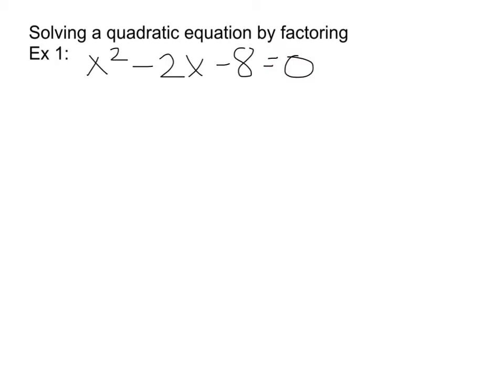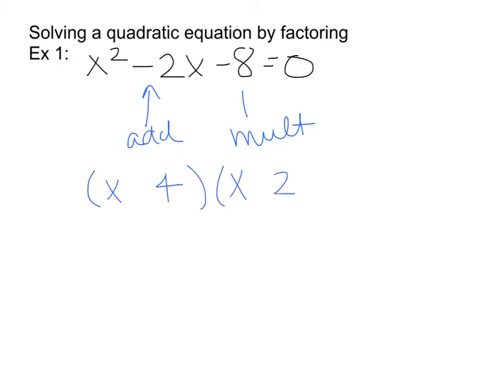Now you also want to check is a 1, and it is, so that makes this an easy factoring problem. So I'm just looking for numbers that multiply to negative 8 that add to negative 2. So I know that 4 times 2 is 8. Now I just need to decide which one's positive and negative. So since 2 is negative, it's negative 4 times positive 2. So negative 4 plus 2 gives me negative 2, and negative 4 times 2 gives me negative 8. And then all you do is you bring down the equals 0.